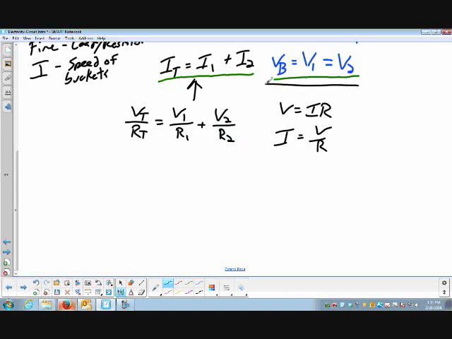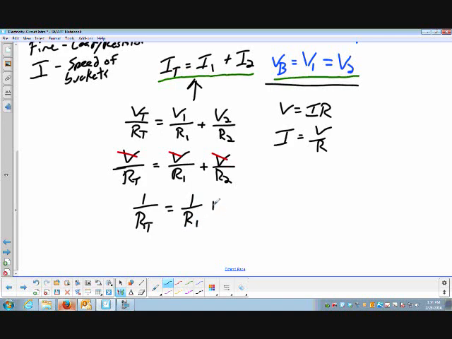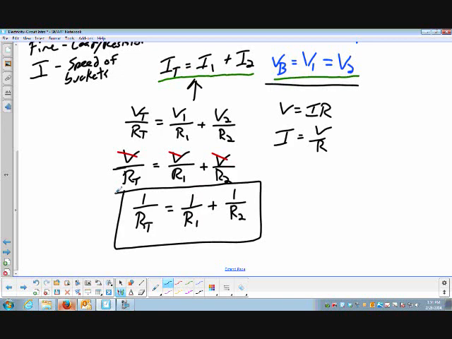And if we take advantage of the fact that all my voltages are the same, and I rewrite this expression as simply V over RT is equal to V over R1 plus V over R2, I see that my voltages can simply cancel out. And what this leaves me with is a way to calculate the total, or some people call it the equivalent resistance, with resistors in parallel. And that expression is a lot more complicated than just simply adding them up, but it's not too bad.